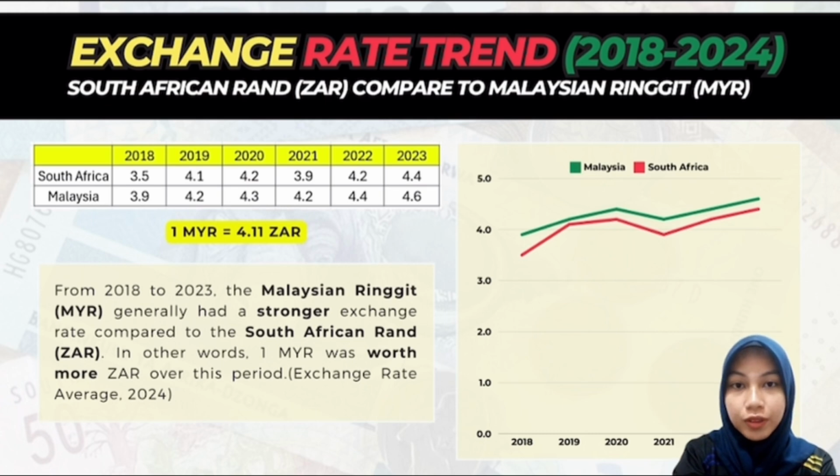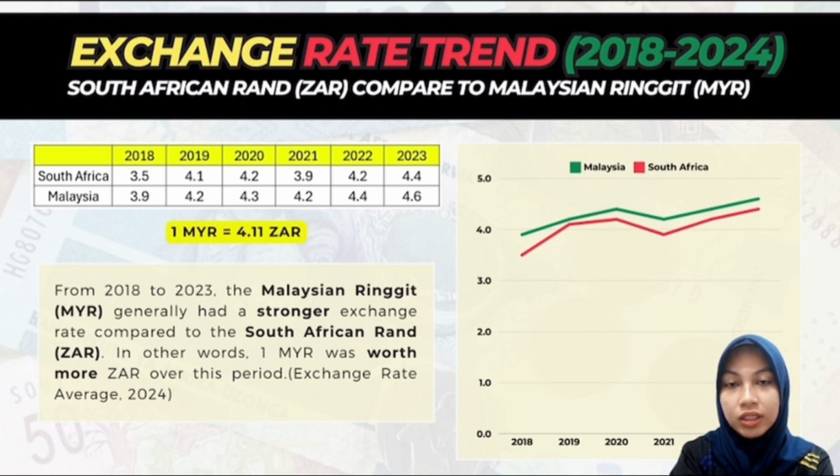Next is the exchange rate for South Africa in 2018 until 2023. The graph shows the South African Rand ZAR compared to the Malaysian Ringgit MYR. First, for South Africa in 2018, the exchange rate started at 3.5 Malaysian Ringgit per South African Rand. Then in 2019, the ZAR weakened further, averaging around 4.1 Malaysian Ringgit. In 2020, the COVID-19 pandemic severely impacted global currencies, including the ZAR. At the peak of the pandemic, the ZAR started as low as 4.2 Malaysian Ringgit.